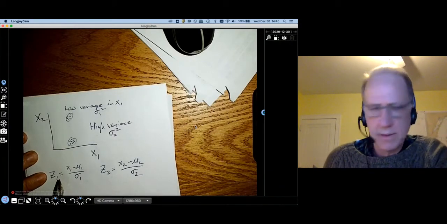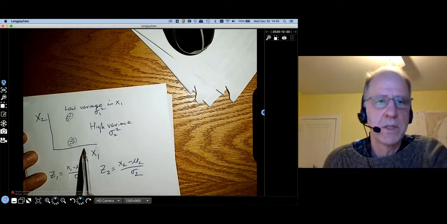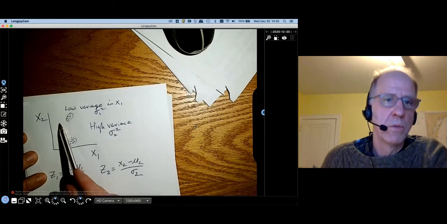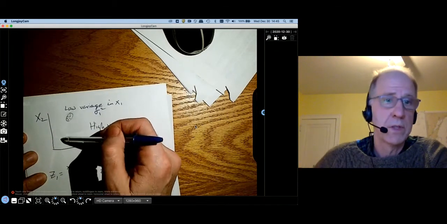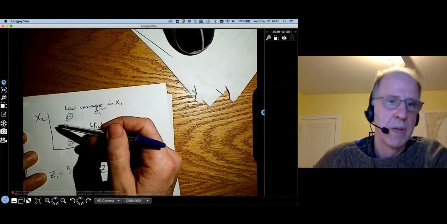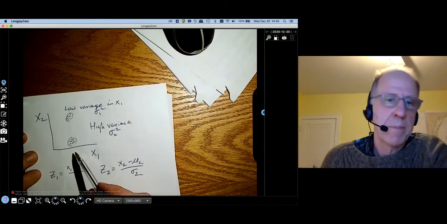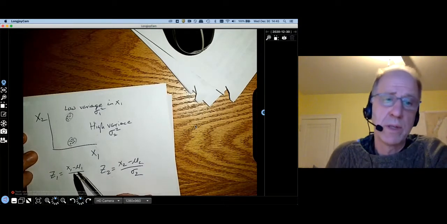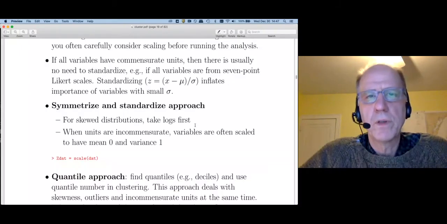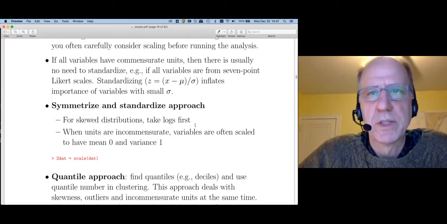So if I standardize the data first and cluster on the z's, I'm going to pay a lot more attention to differences in this direction and pay much less attention to differences in the x2 direction. So if I have some variable like x1 that's just naturally low variance, I end up inflating the variance of that by standardizing and paying more attention to it than I probably should. So if all your units are commensurate, then you probably don't want to standardize. Now there are exceptions to that.